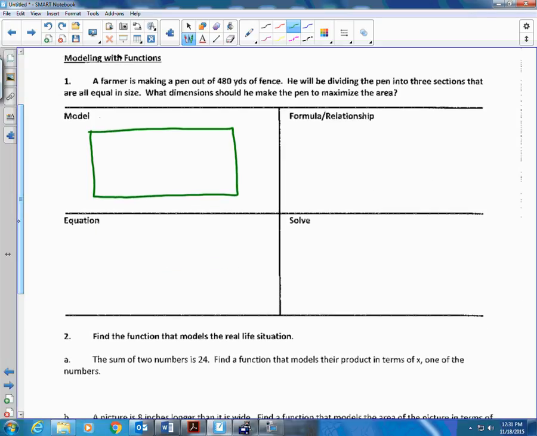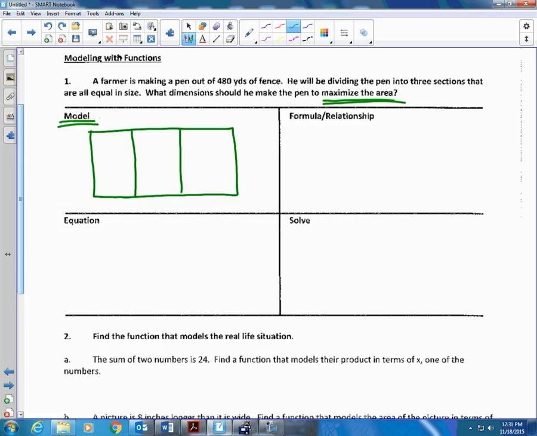All right. So we have 480 yards of fencing divided into three sections. So going to need two lines down the middle, and they are all equal in size. Done my best to show that. So the first step is to model the problem. We draw our four boxes, and we draw a picture. The question is, what dimension should he make the pen to maximize the area? So that's my objective. That's what's kind of driving this overall problem. I want to maximize the area.